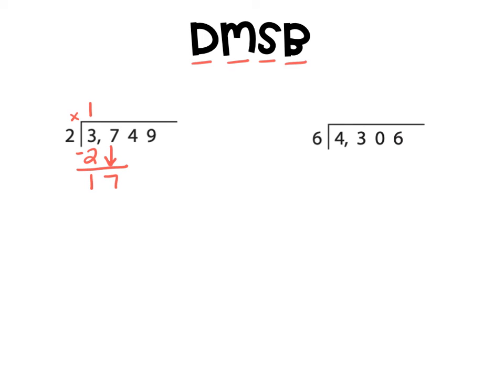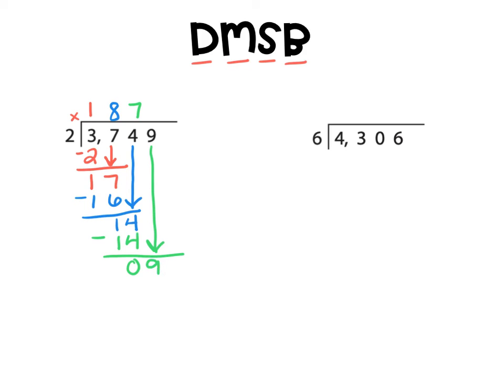Now I can move on and start that process again. I know 2 will go into 17 8 times. 8 times 2 is 16. When I subtract, I get 1, and I bring down the 4. Start over at divide. I know that 2 will go into 14 7 times. 7 times 2 is 14. Subtract, I get 0, and I bring down the 9.